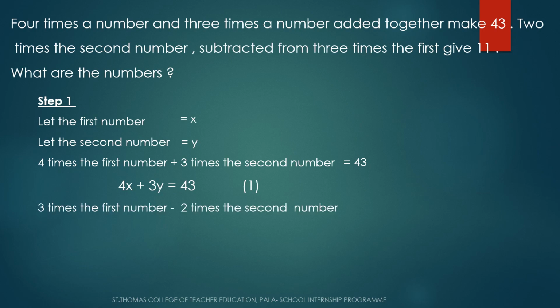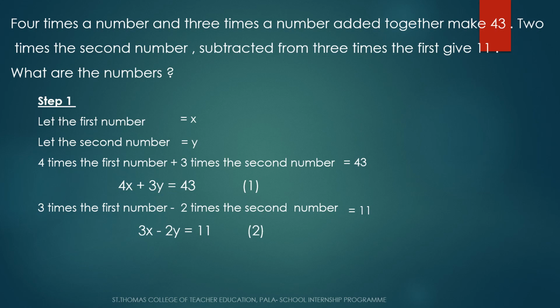Now what is the second statement? 3 times the first number minus 2 times the second number, isn't it? If you are not getting this, read the sentence once again and then read this. And what does this give? 11, isn't it? So can you tell me this in terms of equation? Good. All of you said it correctly. That is 3x minus 2y equal to 11, isn't it? And we call this equation number 2.